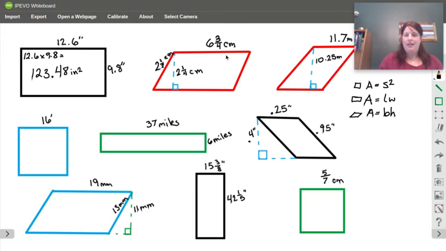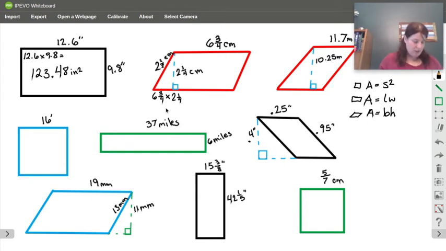So we're going to use this formula, the base times the height. So we have a base of 6 3/4 centimeters and a height of 2 1/4 centimeters. So we're not going to use this one. We're going to use this one right here. So let's see, I'll write this one down here. 6 3/4 times 2 1/4.